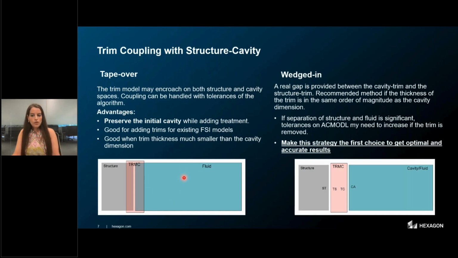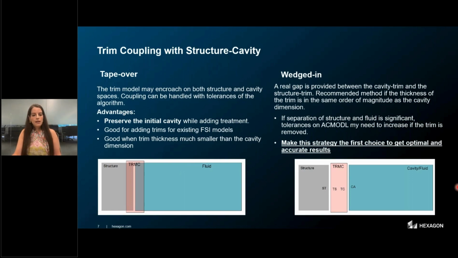The advantages of this approach are that it preserves the initial cavity shape, and it allows you to add the trim treatment, ensuring that the cavity's acoustic properties remain intact. And it's extremely useful for adding trims to the existing fluid structure interaction models that we might sometimes have, where modifying the cavity or the structure might be extremely challenging. Additionally, this method is very effective when the trim's thickness is much smaller than the cavity dimension, which makes it a very practical and handy choice for thin trim layers.